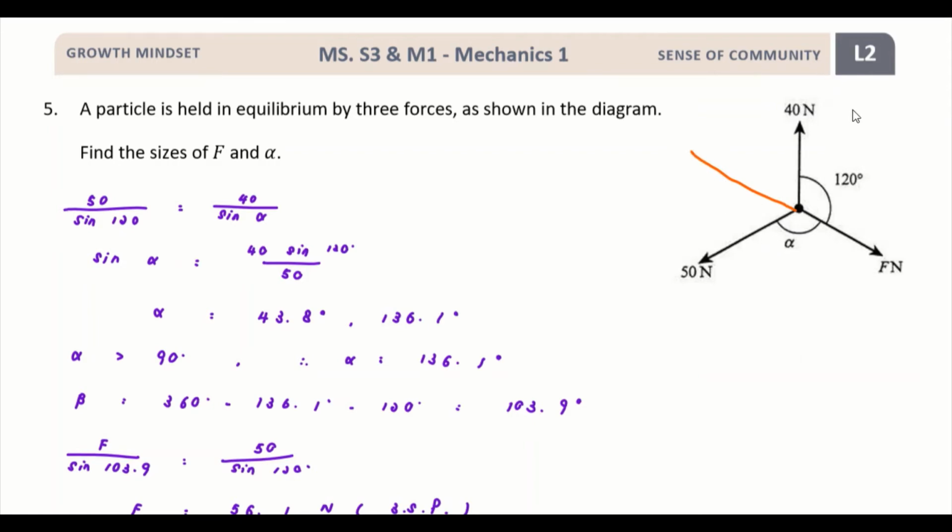Then when I try to resolve it in the direction perpendicular to F, what happens here is that I do not need to take the F force into consideration anymore. So that's why I can focus on actually solving my alpha first, because F contributes zero force in the direction that's perpendicular to it, right? So by having this, I can solve my first unknown first, which is my alpha.